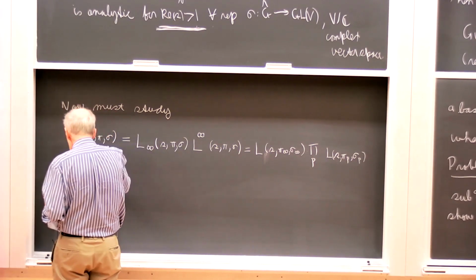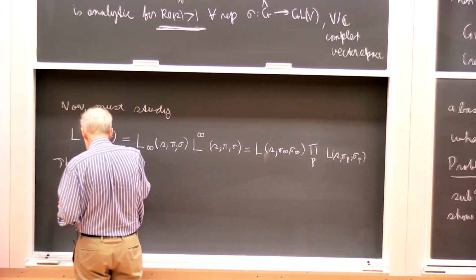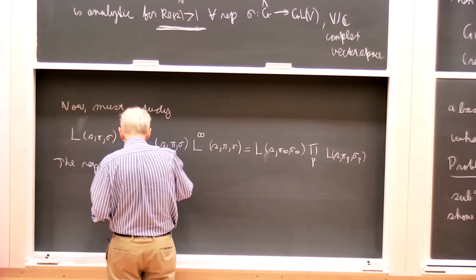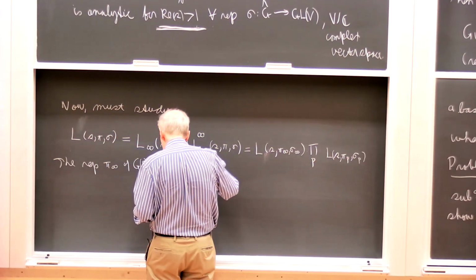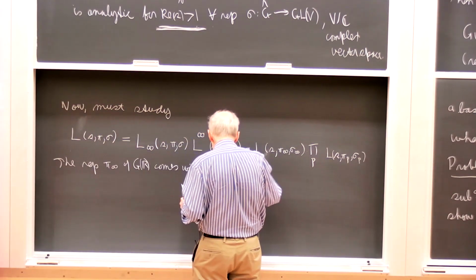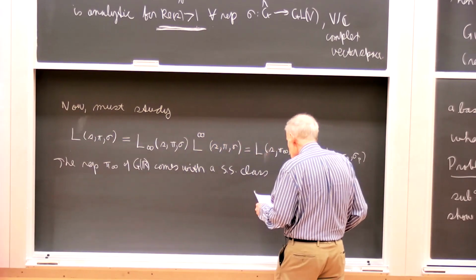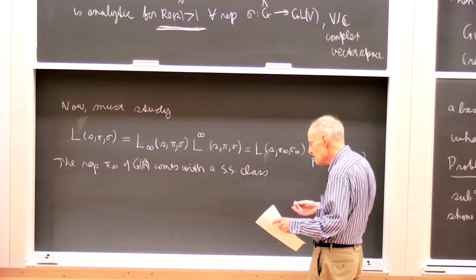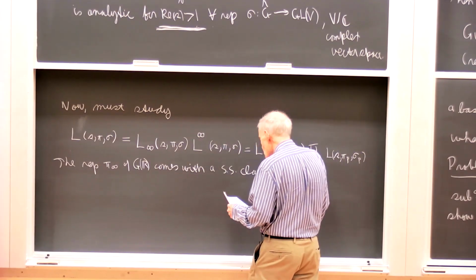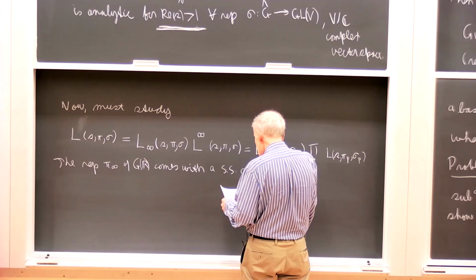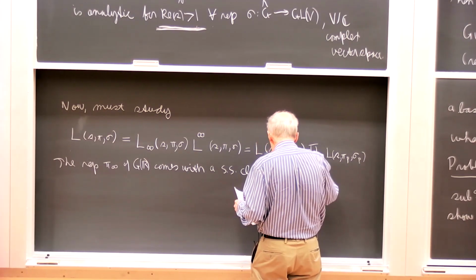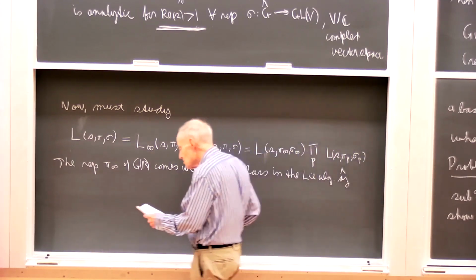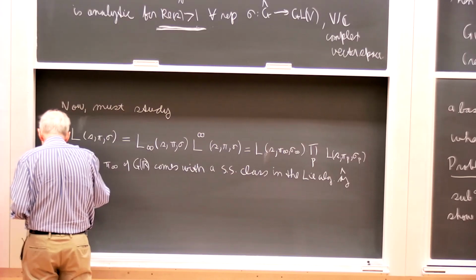So the point is that the representation, so I'm just taking this for granted, the representation pi infinity of G(R) comes with a semi-simple conjugacy class, just like we had for the p-adic groups. It comes with a semi-simple, and to be able to state this, I think I'm using the fact that pi infinity is unramified at the Archimedean place. So that comes with a semi-simple conjugacy class actually in the Lie algebra, g hat, of this complex dual. So it's the complex Lie algebra g hat of G hat.